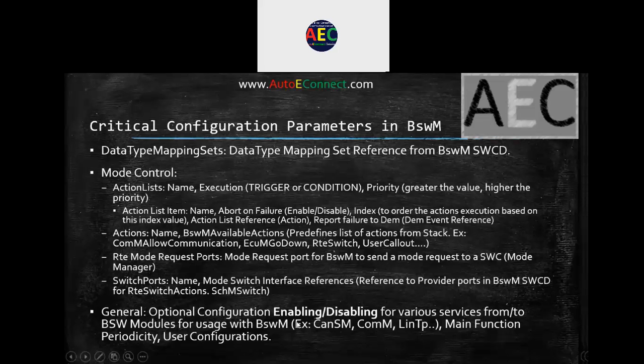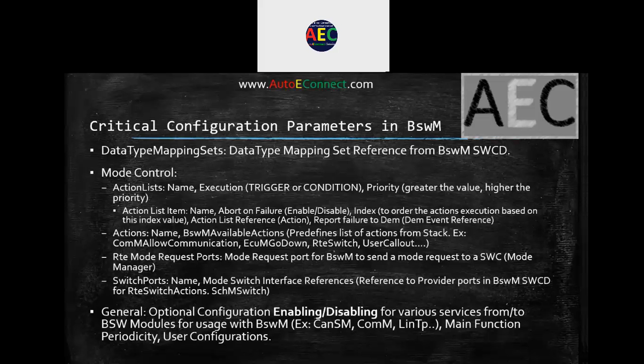In general, what will be coming as general configuration for the BSWM is the optional configuration of enabling or disabling various services. That is what we have talked about. Based on whichever modules or related services you want to use in your project, you can enable or disable those respective modules here in the general configuration. And then obviously, as we mentioned, the main function periodicity we'll have to configure, meaning at what time the BSW main function will be executed. And then you will have some user configuration related callout functions and user callout files, and all those pieces of information will be part of the general configuration.